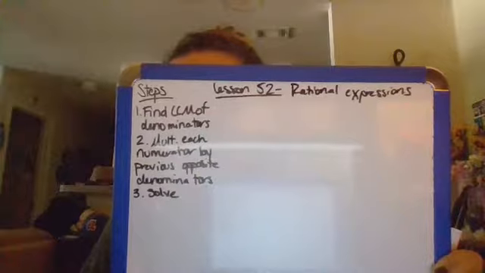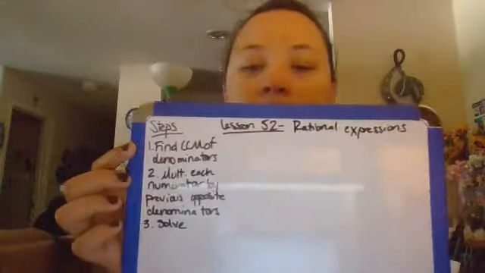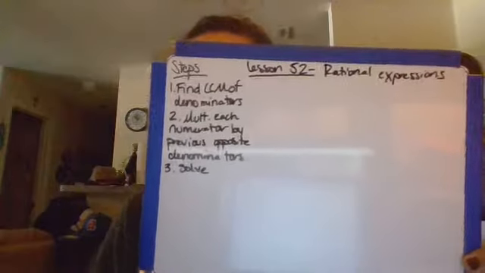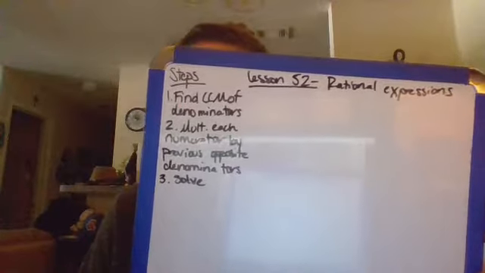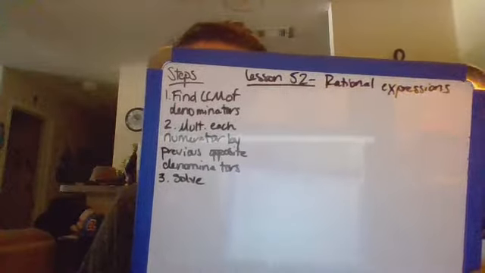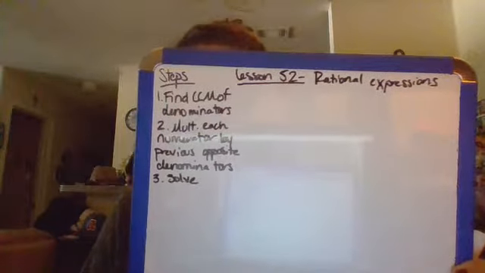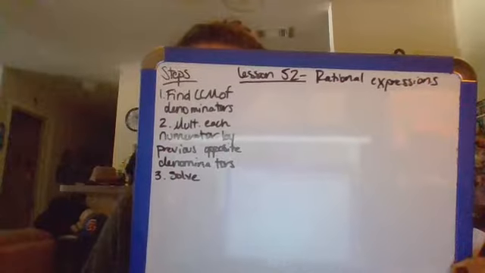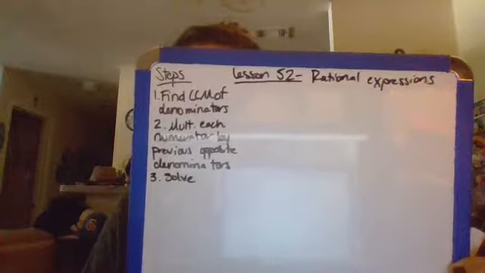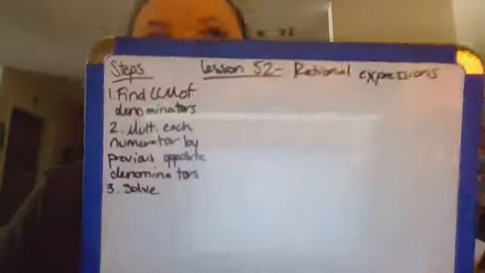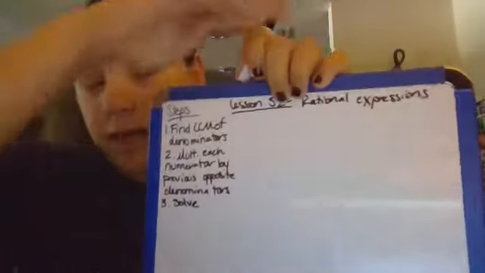And you can go ahead and write down the 3 steps. These are the 3 steps we're going to use to solve these types of problems. We're going to do rational expressions first. The first step is that we need to find the least common multiple of the denominators. Once we do that, we're going to multiply each numerator by the previous opposite denominator, and then we're going to solve. And this is what that looks like.